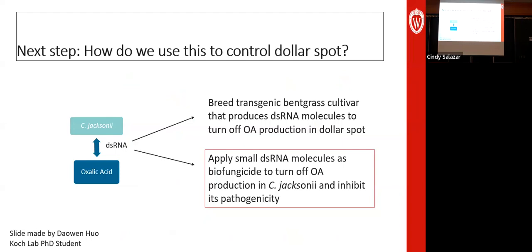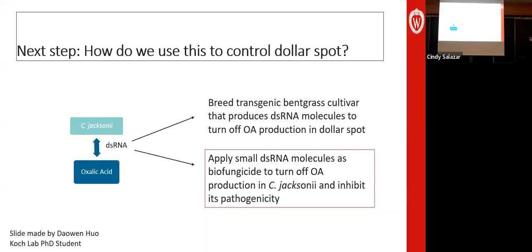So again, how do we use this information to control disease? There's two approaches with double-stranded RNAs, or RNAi, RNA interference. One approach has been to breed transgenic plants that produce that double-stranded RNA that targets the gene in question, turns it off, and suppresses development of disease. In our case, it would most likely be a bentgrass cultivar that has been transgenically developed to produce the double-stranded RNAs to target the oxalic acid gene and turn it off.